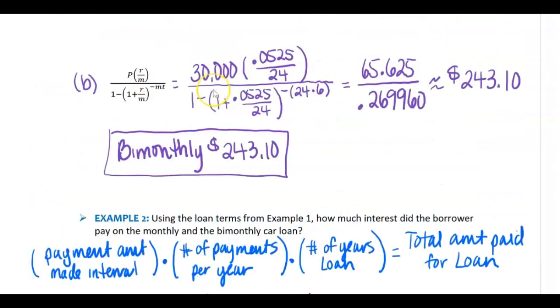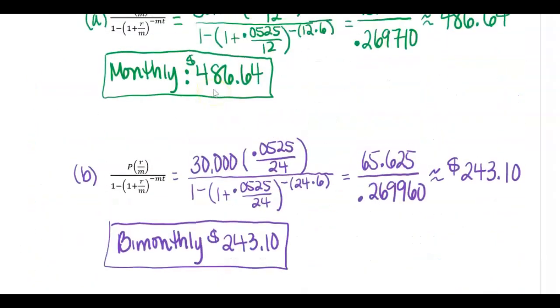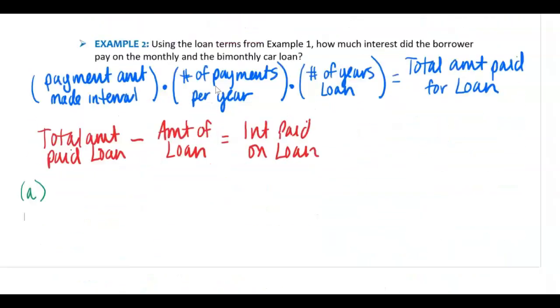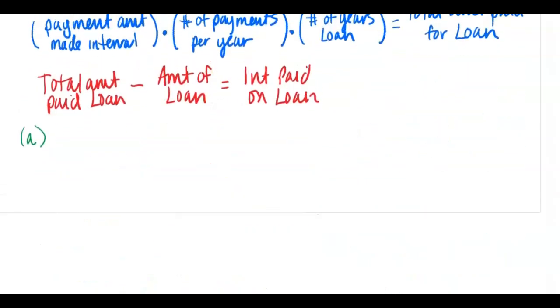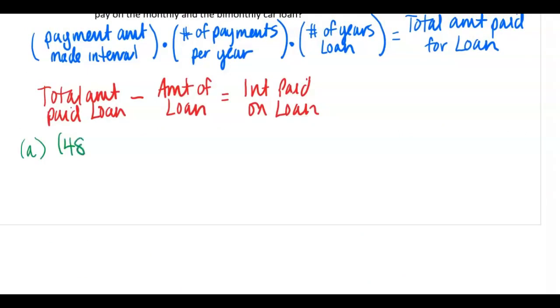So for the monthly loan, we make payments of $486.64. We make 12 payments a year for 6 years. So multiplying these values together, we get $35,038.08.